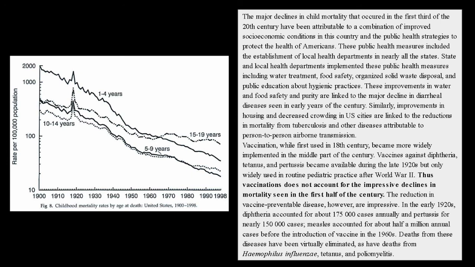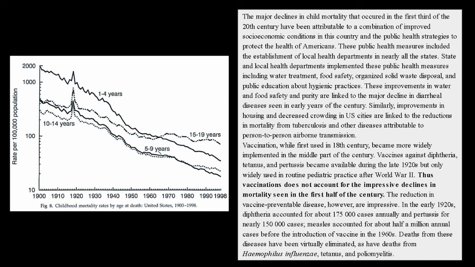Similarly, improvements in housing and decreased crowding in U.S. cities are linked to the reductions in mortality from tuberculosis and other diseases attributable to person-to-person airborne transmission. Vaccination, while first used in the 18th century, became more widely implemented in the middle part of the century. Vaccines against diphtheria, tetanus, and pertussis became available during the late 1920s, but were only widely used in routine pediatric practice after World War II. Thus, vaccination does not account for the impressive declines in mortality seen in the first half of the century. The reductions in vaccine-preventable disease, however, are impressive.